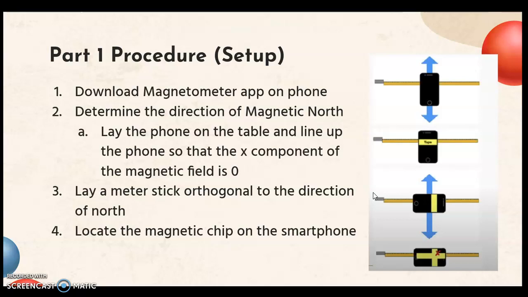The Part 1 procedure, or the setup, includes downloading the magnetometer app on the phone, determining the direction of magnetic north by laying the phone on the table and lining up the phone so that the x component of the magnetic field is 0, laying a meter stick orthogonal to the direction of north, and locating the magnetic chip on the smartphone.